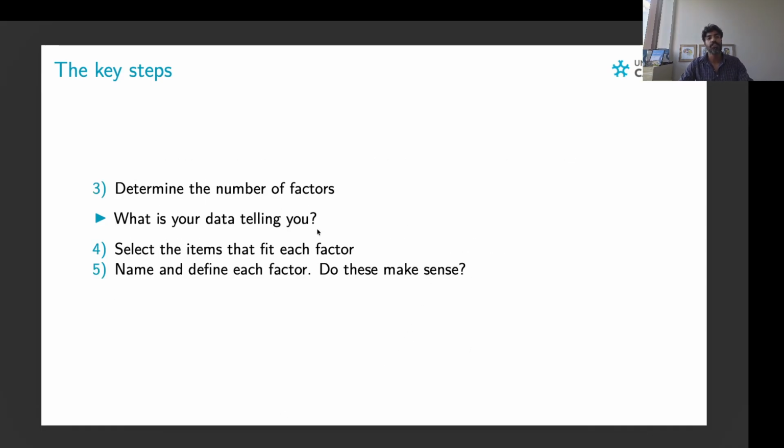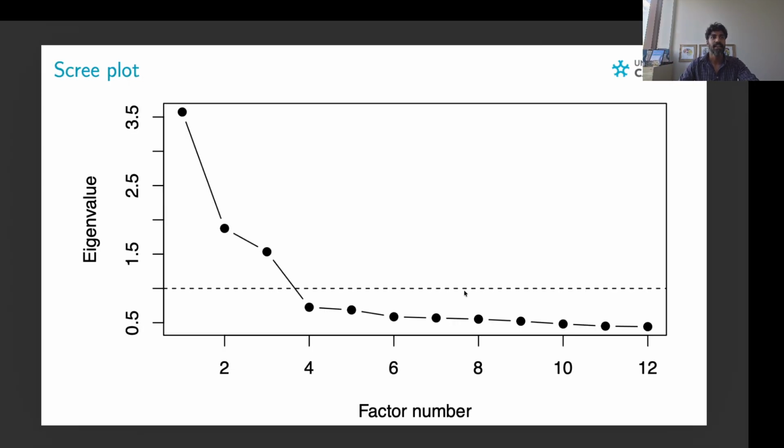And so let's determine the number of factors. What is the data telling us here? We have to select the items that fit each factor, name and define each factor. Do these make sense? This is sort of the key steps to take in the process. So let's have a look here at what we see in our scree plot. Hopefully you're pausing and trying to assess what you see. I think it's reasonable that you see it's a 3-factor structure.